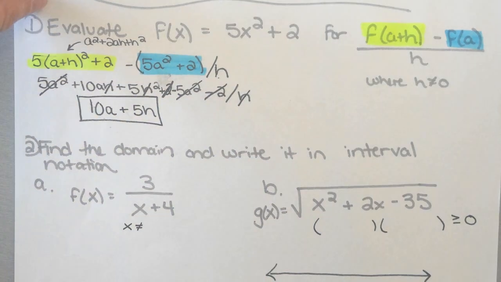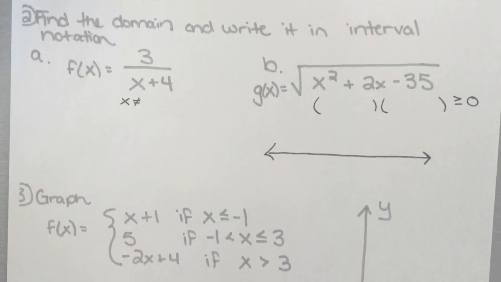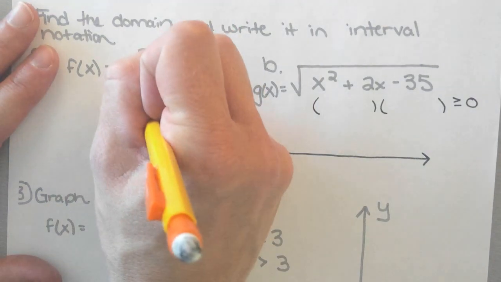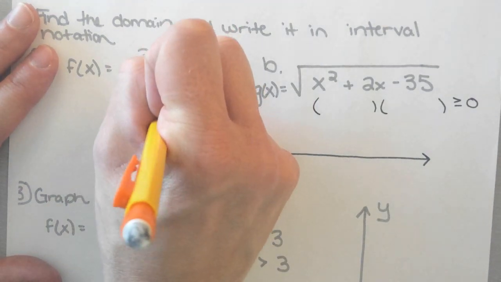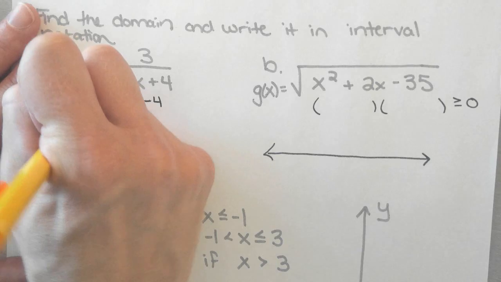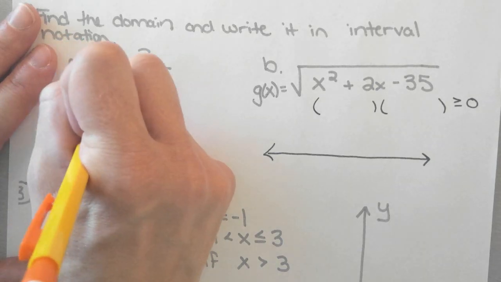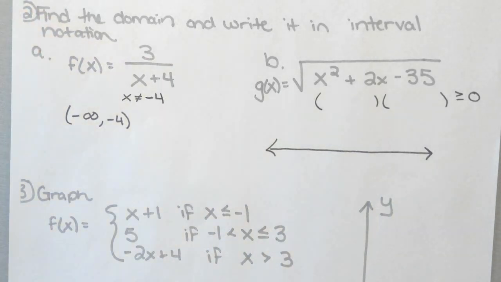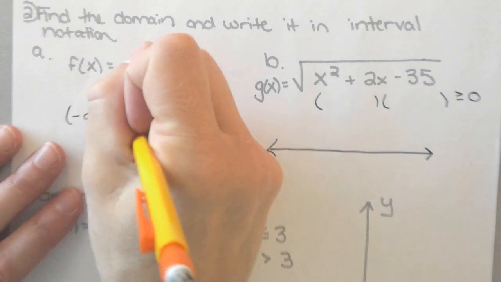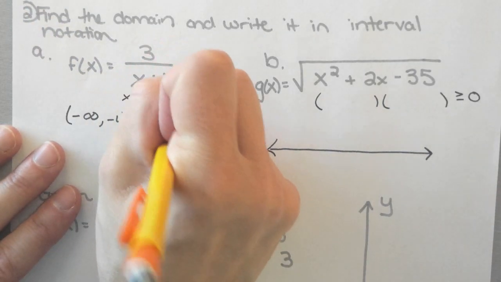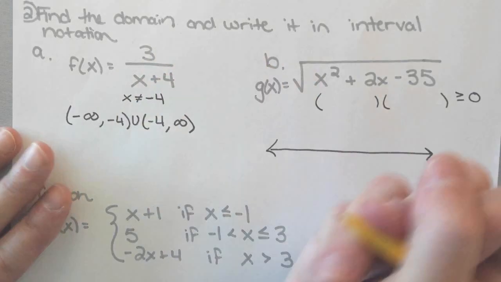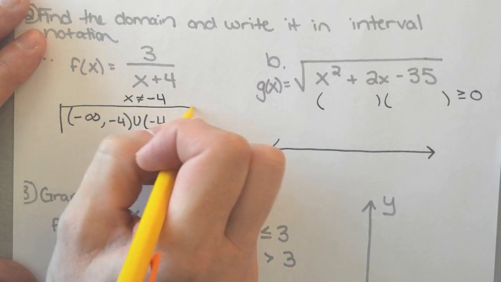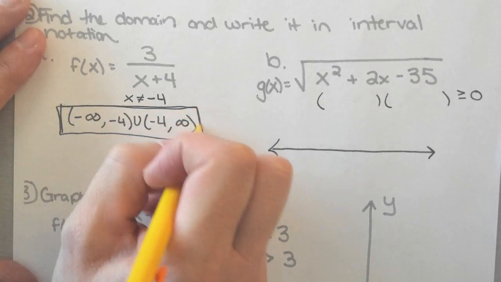Okay. Number 2, what can x be for part A? Negative 4, because that would make my denominator 0. So, in interval notation, negative infinity to negative 4, but I can't include the negative 4, so I have a parenthesis. In union with negative 4 up to and including infinity. Boom, done, that's my answer. Bless you.